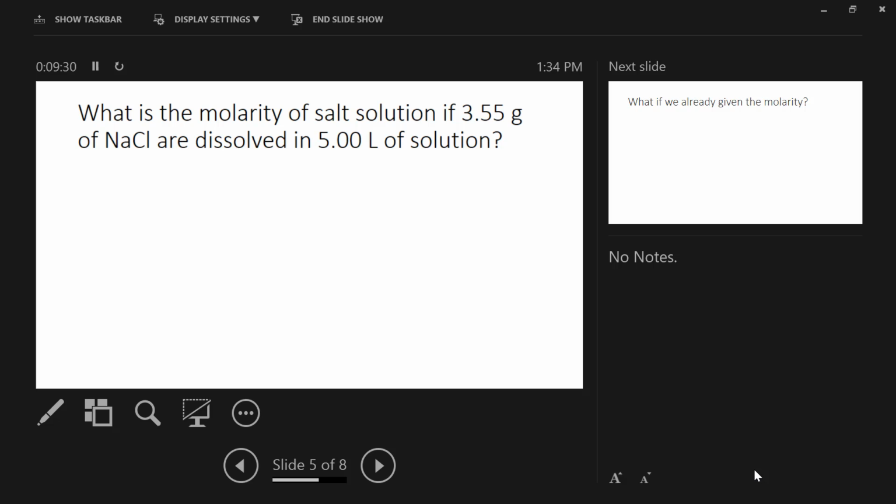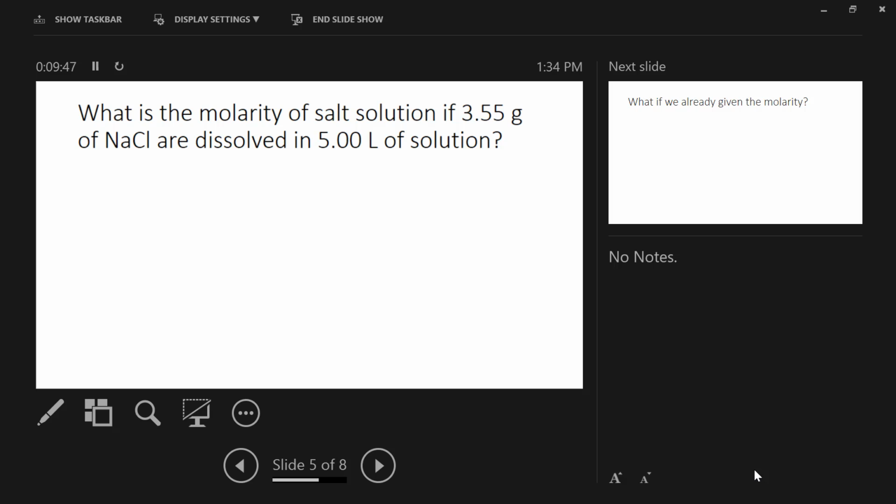Now, does it tell us what the salt is dissolved in? Nope, so what do we assume? It's water. Why? Because that's the universal solvent. Okay? So what do we have? We have these two measurements.